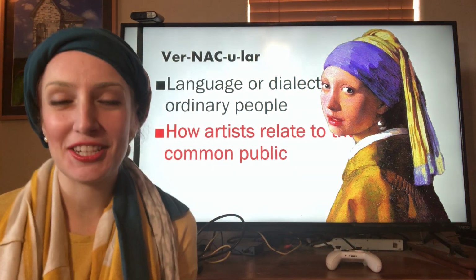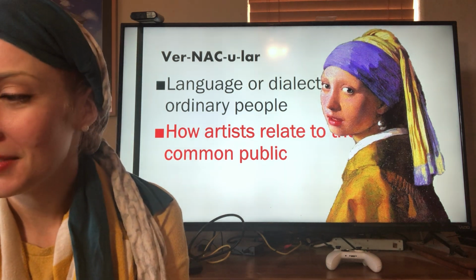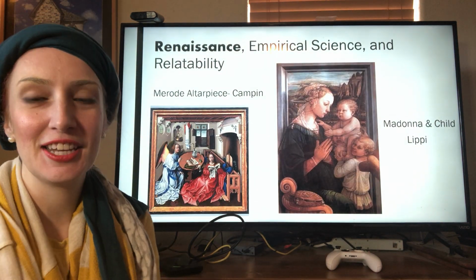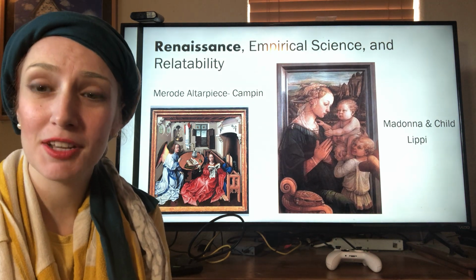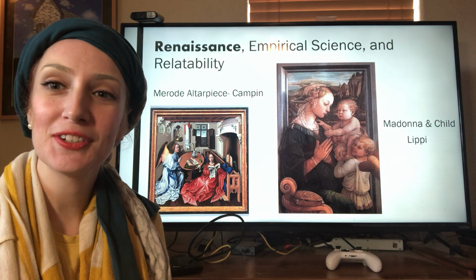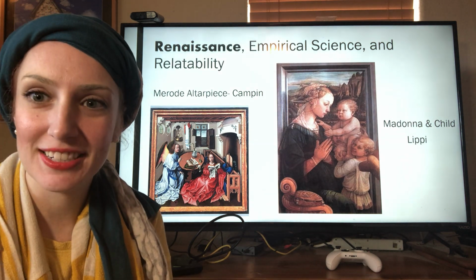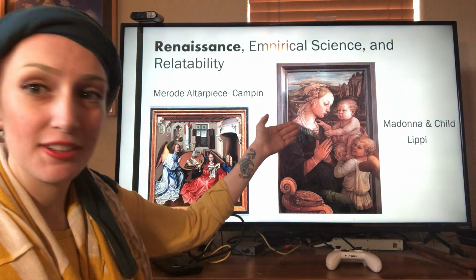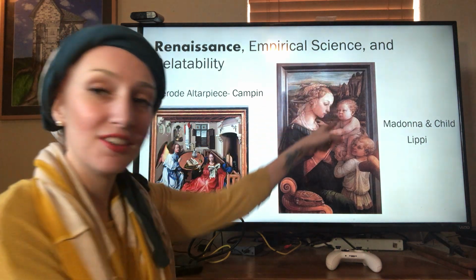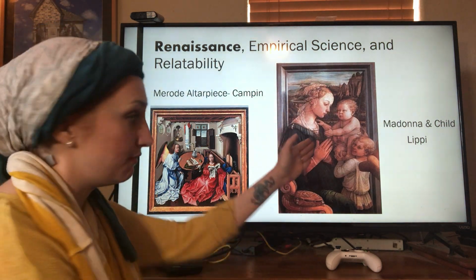So today we'll be talking about how artists use the vernacular to relate to the public. We first saw this idea introduced during the Renaissance period, or even late medieval, with the concept of empirical science. Empirical science was using observations of the natural world to draw references in artwork. If we look at Madonna and Child by Fra Filippo Lippi, we can see obvious references to the Arno Valley, and that would have been readily apparent to the viewer.